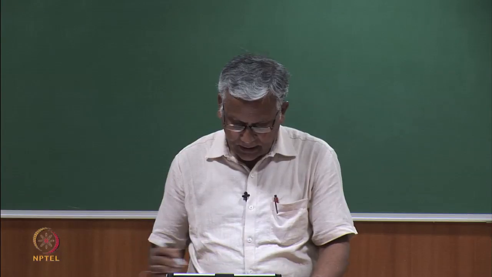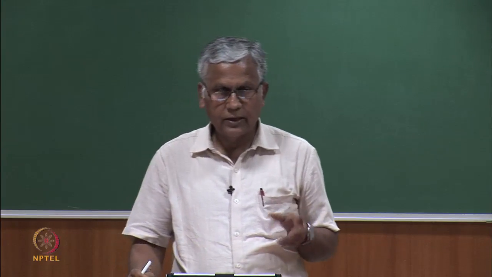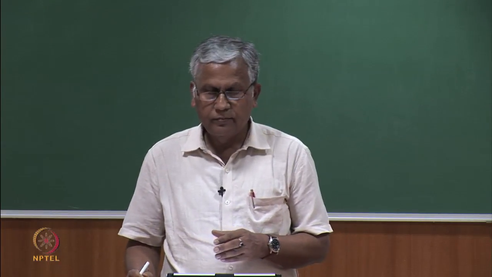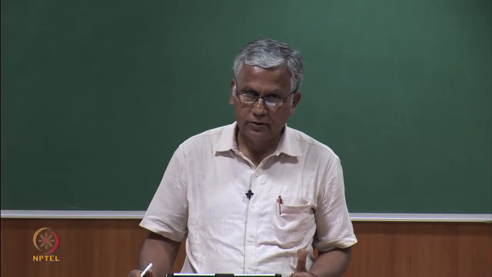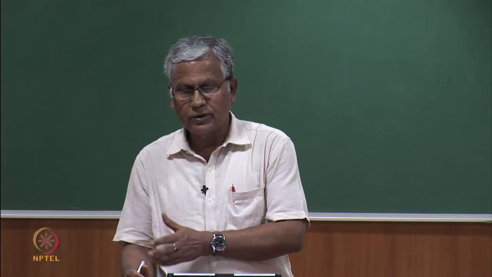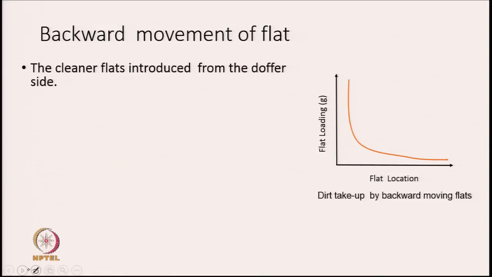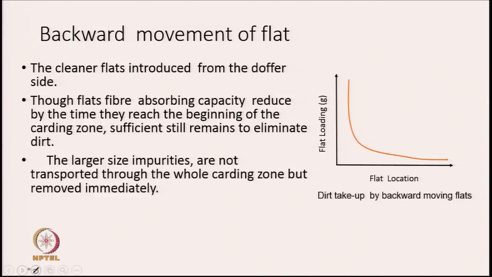So, that is the disadvantage, because the bigger size trash particles spend a lot of time in the carding zone, because they have to move from the first flat location to the last flat location. It could be the 46th or 48th flat. In comparison to this, let us see the backward movement of the flat. What would happen if we make the flats move in the backward direction?